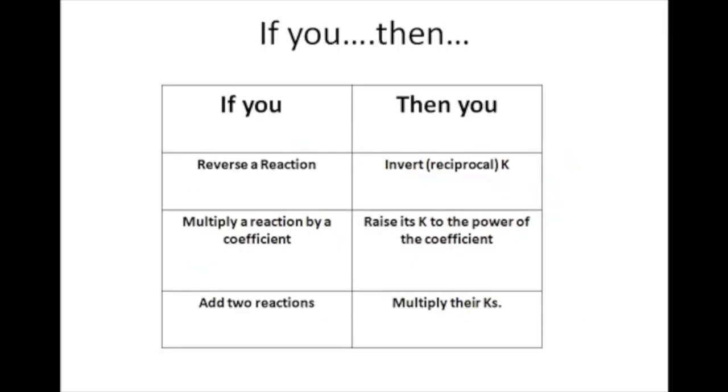So in a nutshell, in summary, if you reverse a reaction, you invert or take the reciprocal of K. When multiplying a reaction by a coefficient, you raise K to that coefficient as a power, and when adding reactions, you simply multiply their K's.